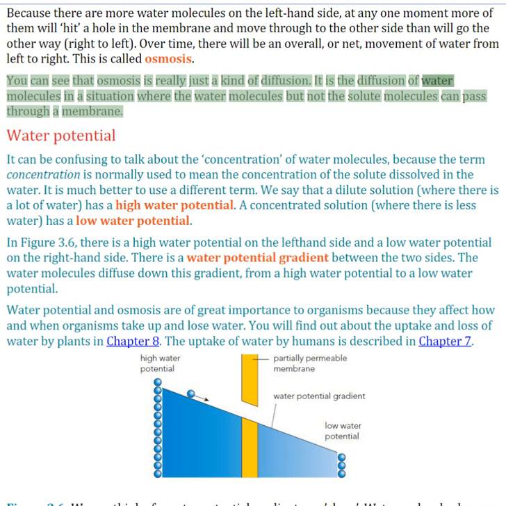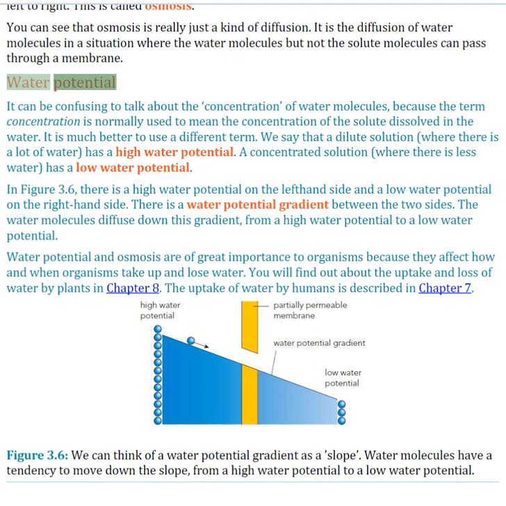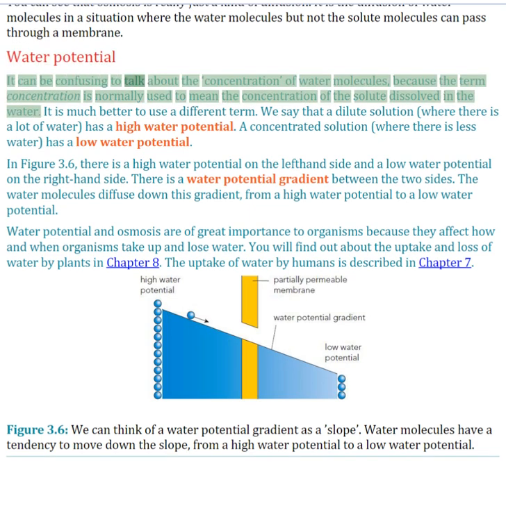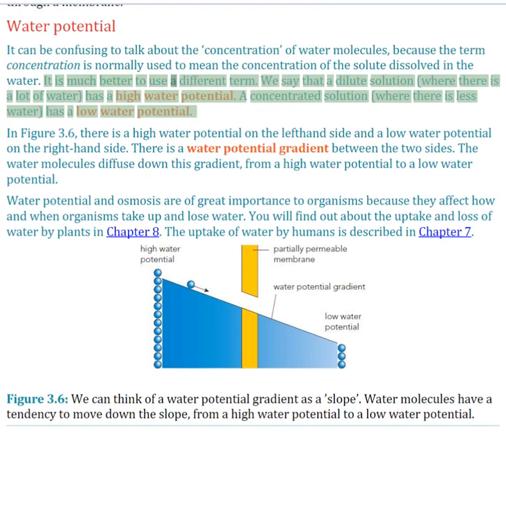You can see that osmosis is really just a kind of diffusion. It is the diffusion of water molecules in a situation where the water molecules, but not the solute molecules, can pass through a membrane. Water potential. It can be confusing to talk about the concentration of water molecules, because the term concentration is normally used to mean the concentration of the solute dissolved in the water. It is much better to use a different term. We say that a dilute solution has a high water potential. A concentrated solution has a low water potential.